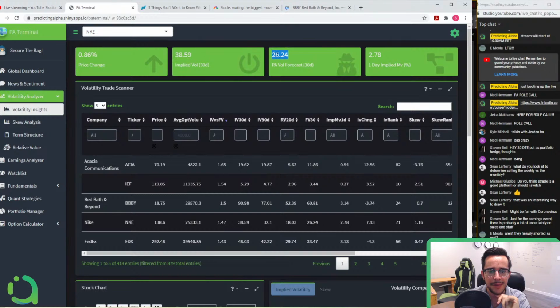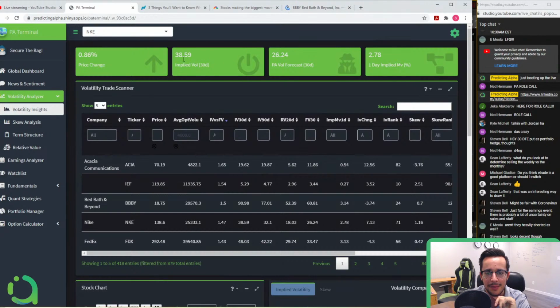But if you're trading something bigger than just the earnings event itself, well, then maybe it's worth it, right? If we're looking at the 30-day vol here, it's pricing at almost 40%, right? 38.6% here.